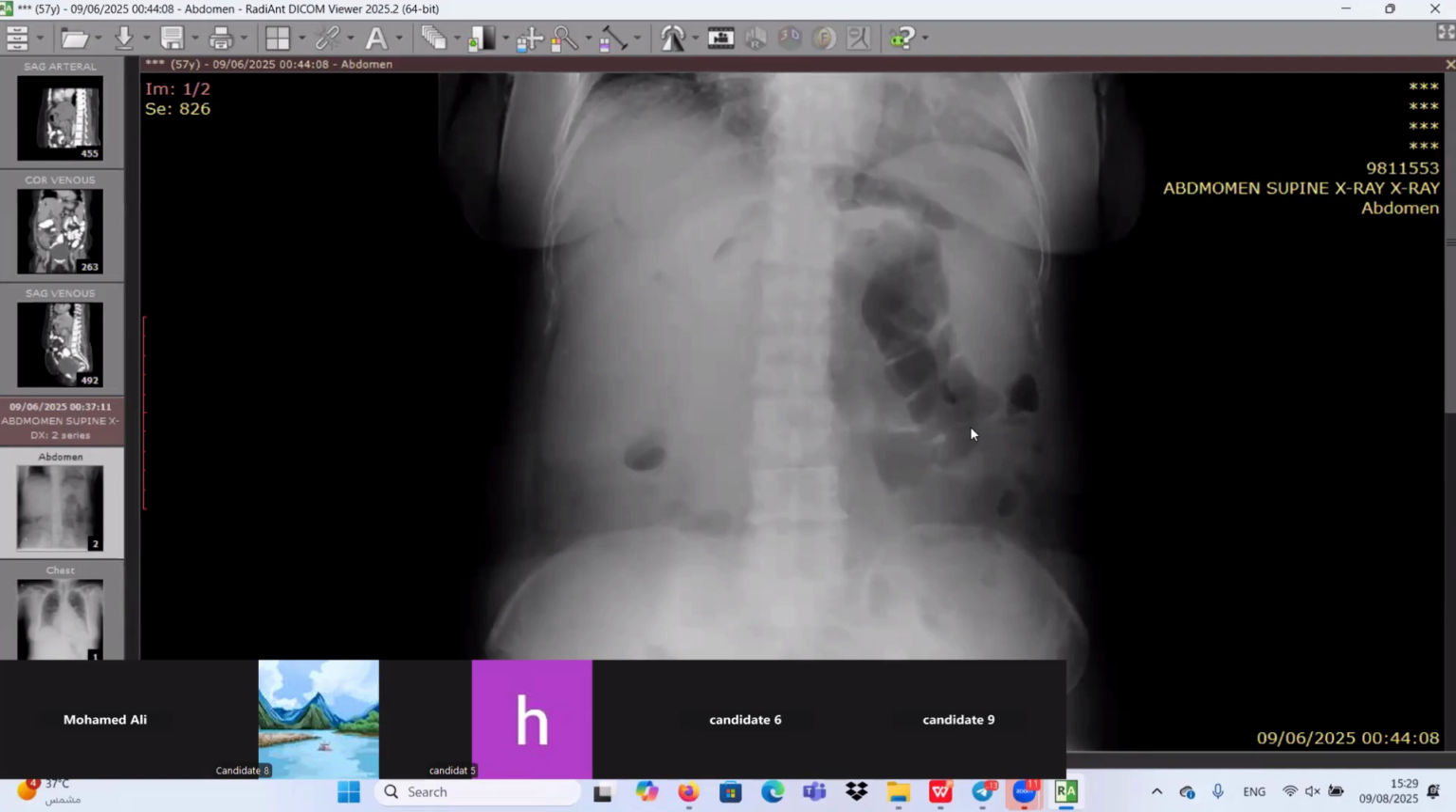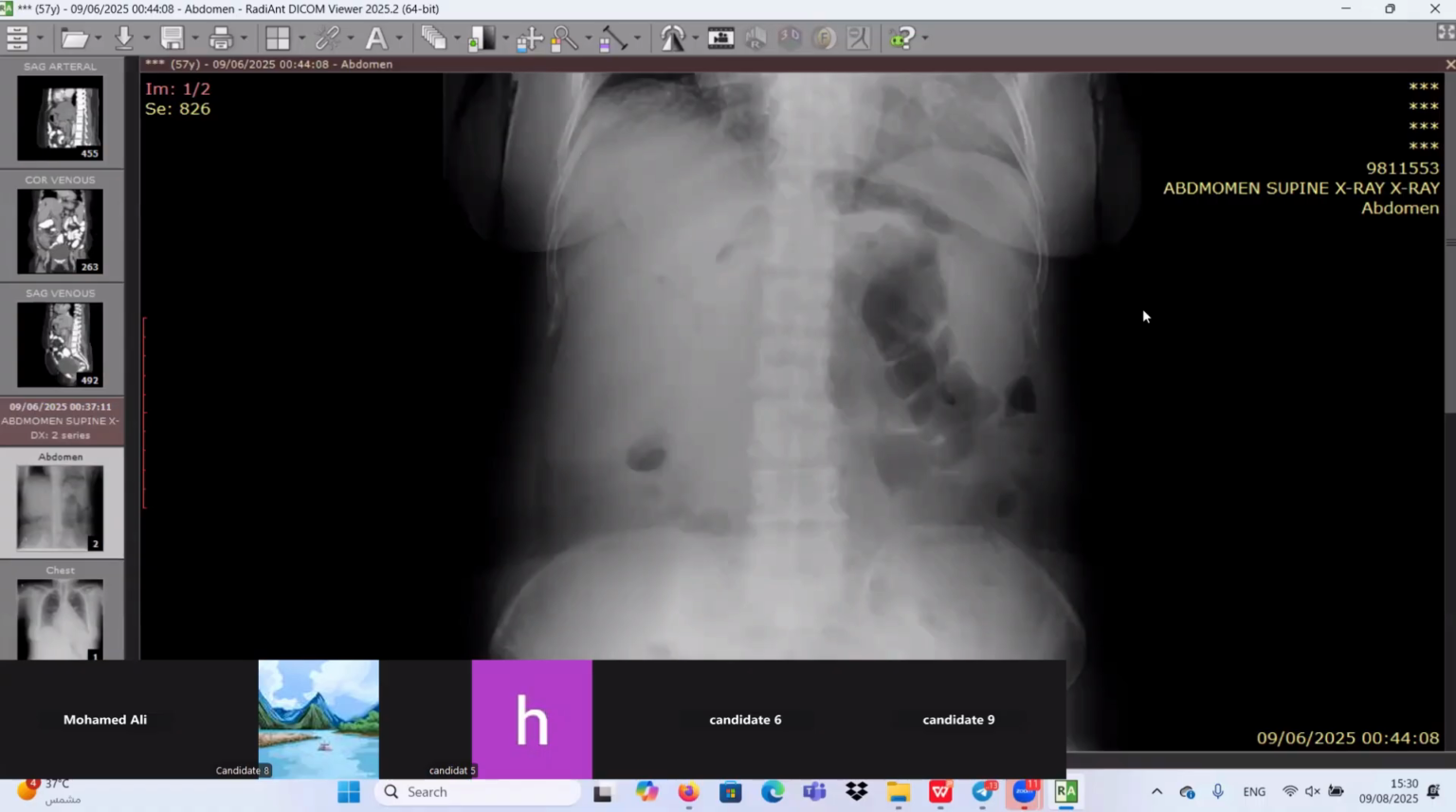Is it helpful for you? I can see something again. I think the bowel gas is shifted to the left side, so there might be hepatomegaly or a right paraspinal mass. I would like to confirm this on CT. There is no evident bowel obstruction. Yes, very nice.